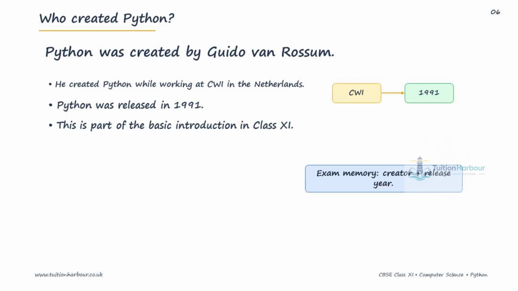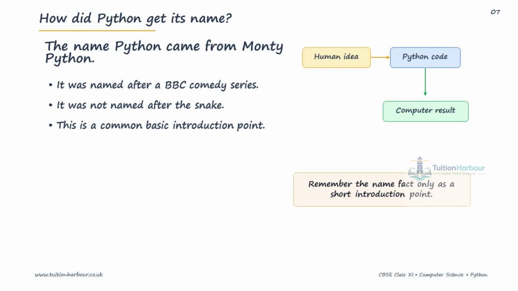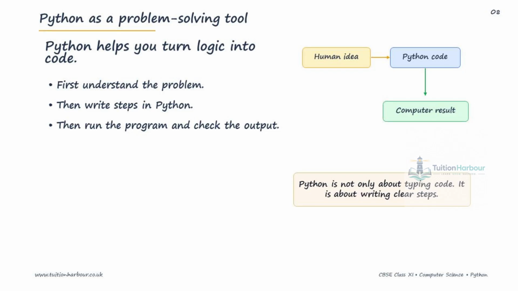Python was created by Guido van Rossum while working at CWI in the Netherlands. Python was released in 1991. The name Python came from the BBC comedy series Monty Python. It was not named after the snake. Python is a problem-solving tool. First understand the problem, then write the steps in Python, run the program and check the result.